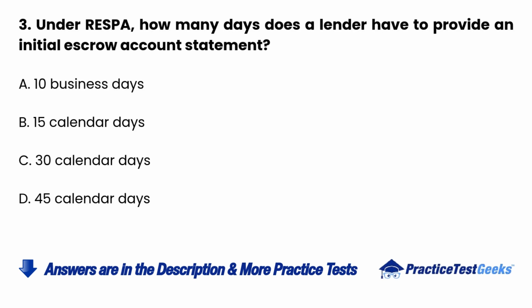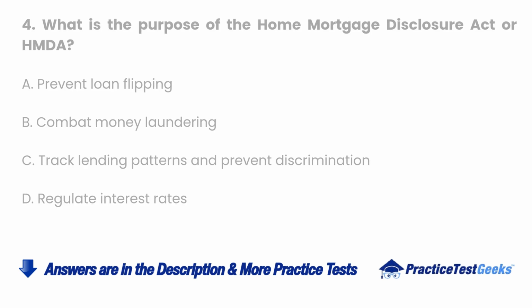3. Under RESPA, how many days does a lender have to provide an initial escrow account statement? A. 10 business days. B. 15 calendar days. C. 30 calendar days. D. 45 calendar days.